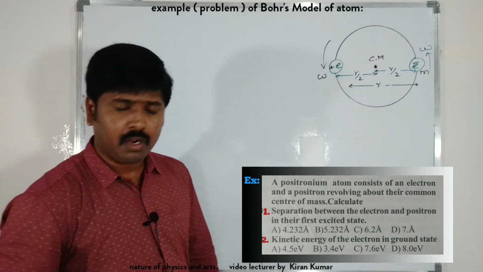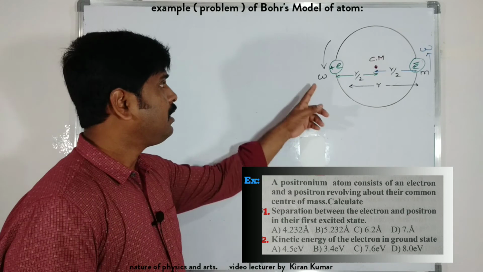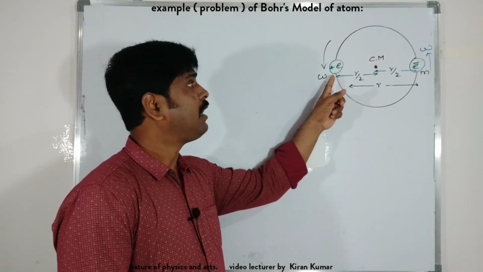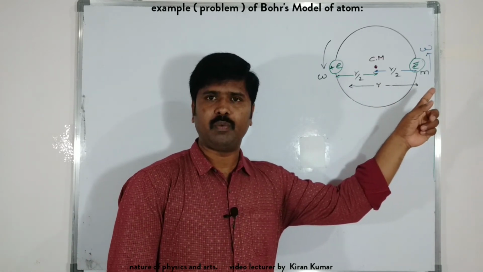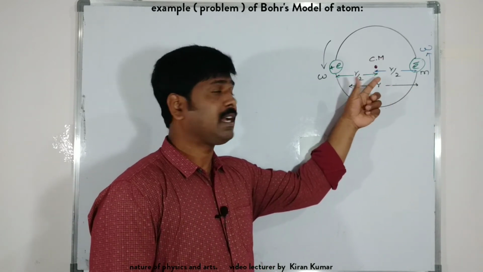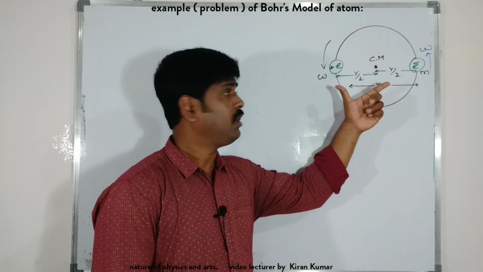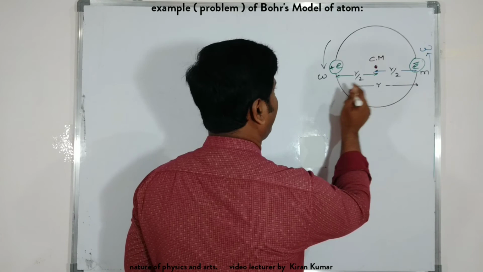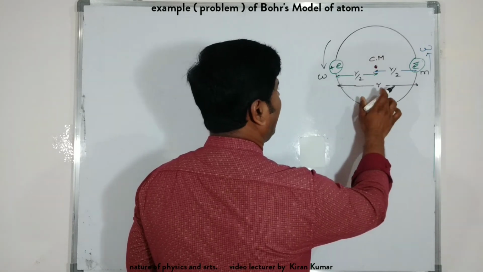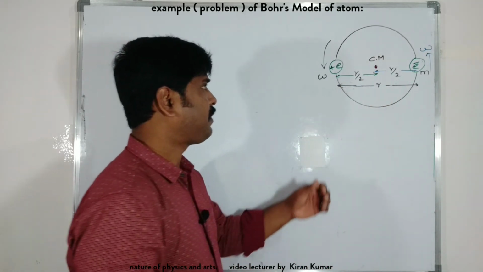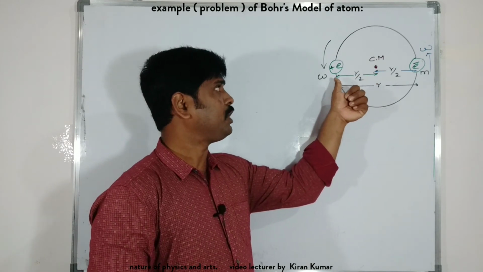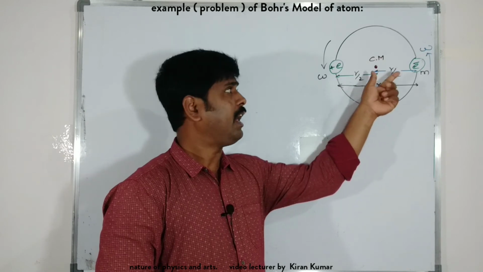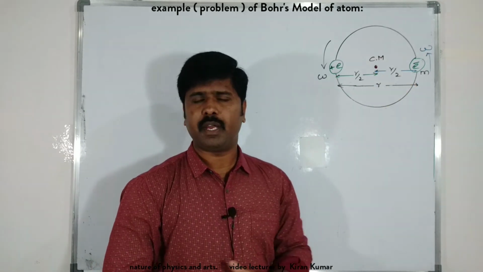According to this question, the positron is like a nucleus and the electron is revolving. CM is the common center of mass, and both are separated by a distance r. Half of the distance from the center of mass to the positron is r by 2, half the value of r, and the remaining distance is also r by 2.